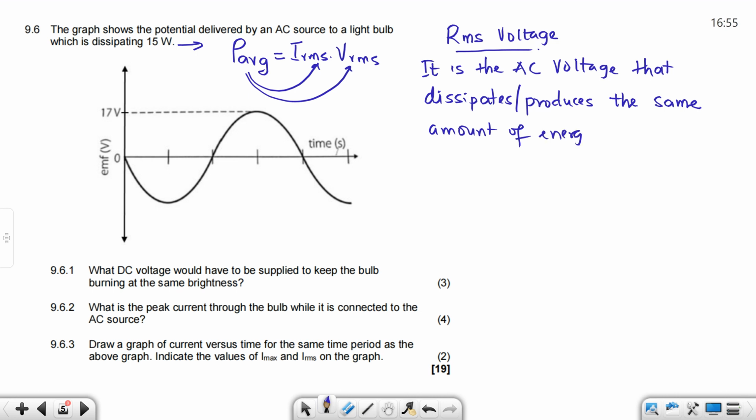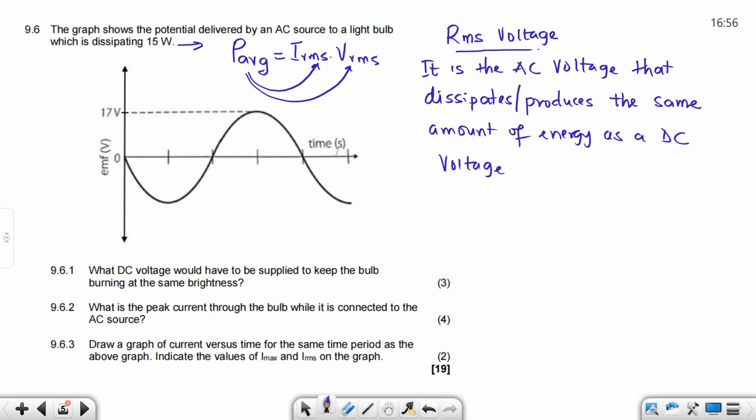Amount of energy as a DC what? Voltage. If the examiner says current, then the voltage changes into what? Current. It's one definition that always just finds its way of escaping people. All right.